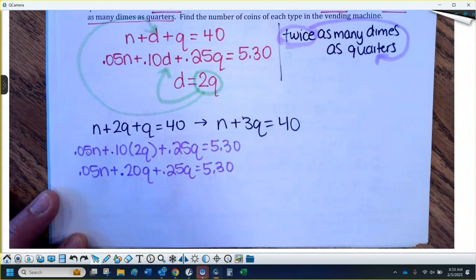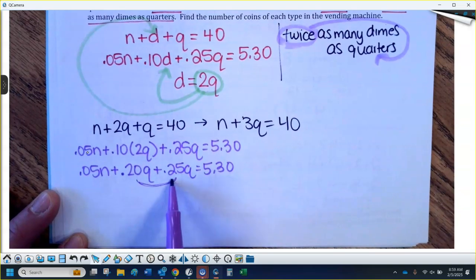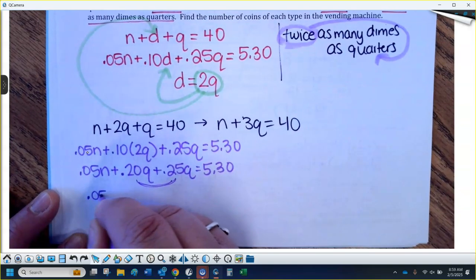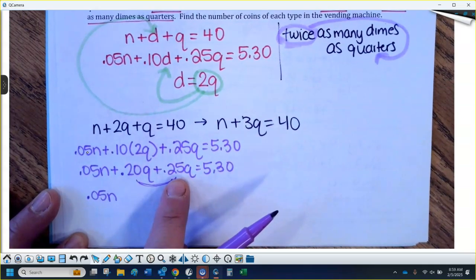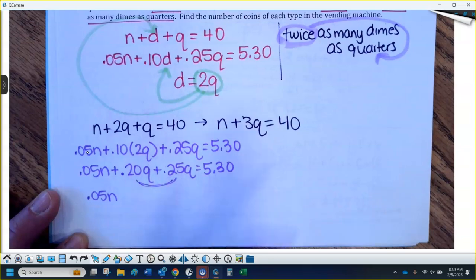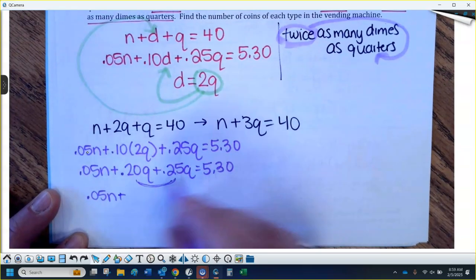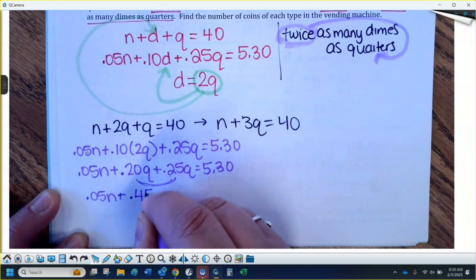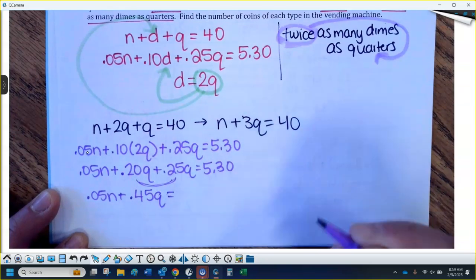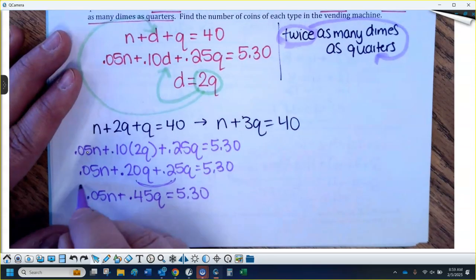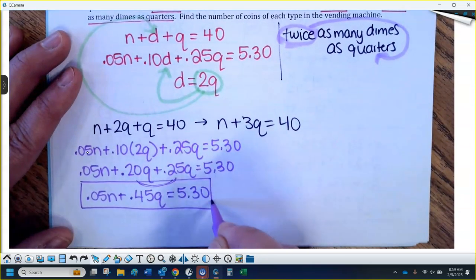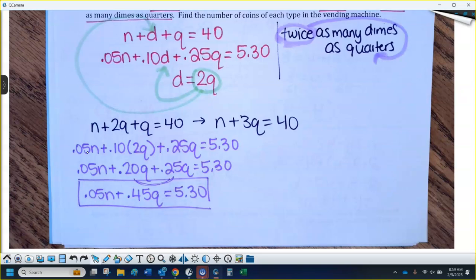530. Now here, this is just like adding change, right? I've got 0.05n. This is like 20 cents plus 25 cents, right? Just like 2 dimes plus a quarter. So 20 cents and 25 cents would be 45 cents in front of that Q. 530. Okay, so that was after I substituted into the second equation.